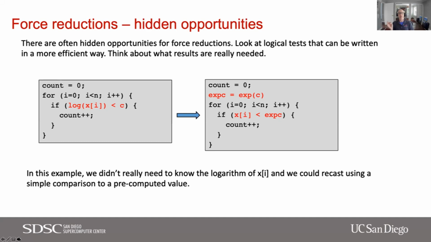Well, when you think about it, we don't really need the logarithm of x. We're just comparing log x to a constant. So what I could do here is, instead of comparing log x to c, compare x to the exponential of c, so e to the c. I could take expc, define that as the exponential of c, and then use that within my loop. So now we can avoid that expensive logarithm calculation and just do a simple comparison.